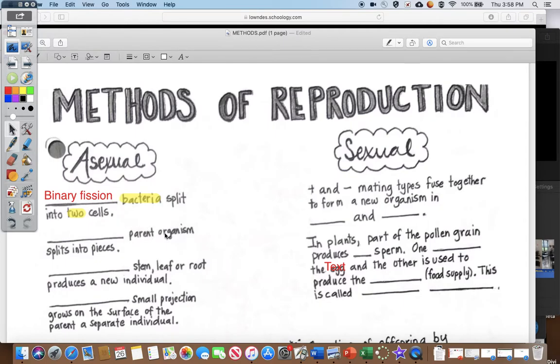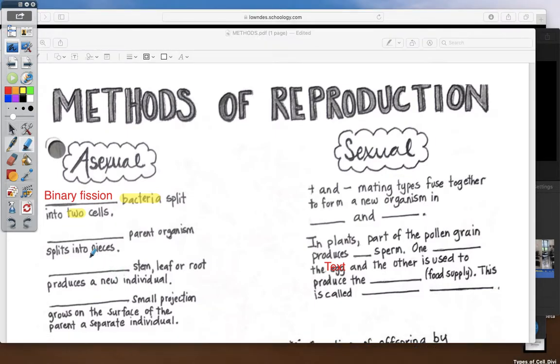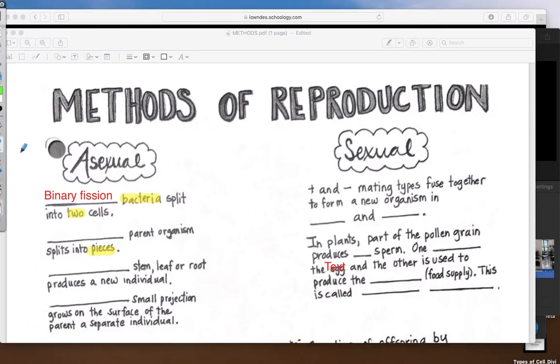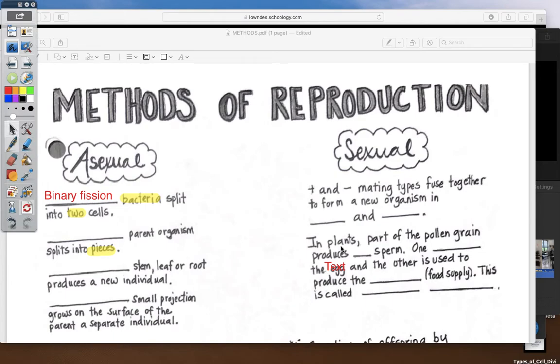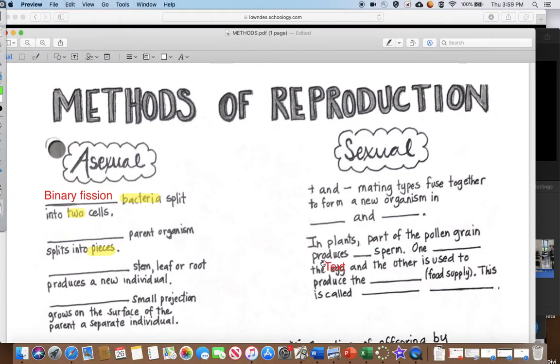Okay, now the next one says parent organism splits into pieces. So your key word there is pieces. Okay, same thing as like fragments, right? Okay, so this is fragmentation. So just pay attention to those key little words and stuff that'll help you remember.